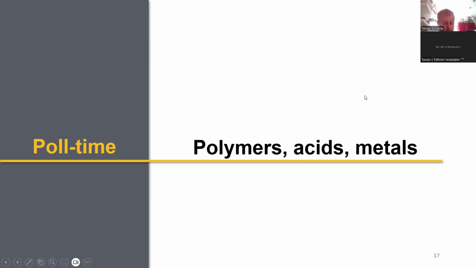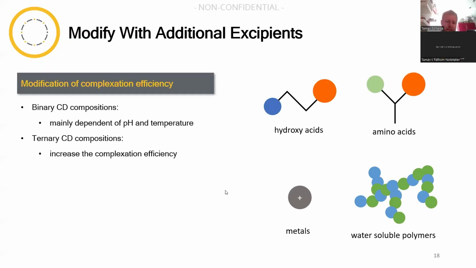Anyhow, there are quite a few different approaches. Usually other solubilizers work pretty well in that case. So different types of polymers, different types of hydroxy and amino acids, and certain types of metals can help in that. Of course, if we just have the binary system of the cyclodextrin and the active, there are quite a few factors we can play with: the temperature, the pH, the type of buffer, and so on.